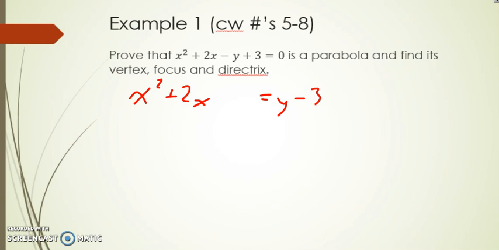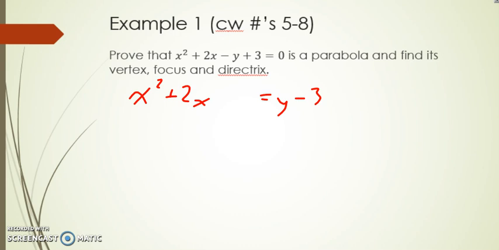Now this one didn't have a number in front of x squared, so I didn't have to worry about factoring anything out, which is nice. So when I go to add the half of b value, b is 2. That's my b term. I'm going to take half of that, which is 1.